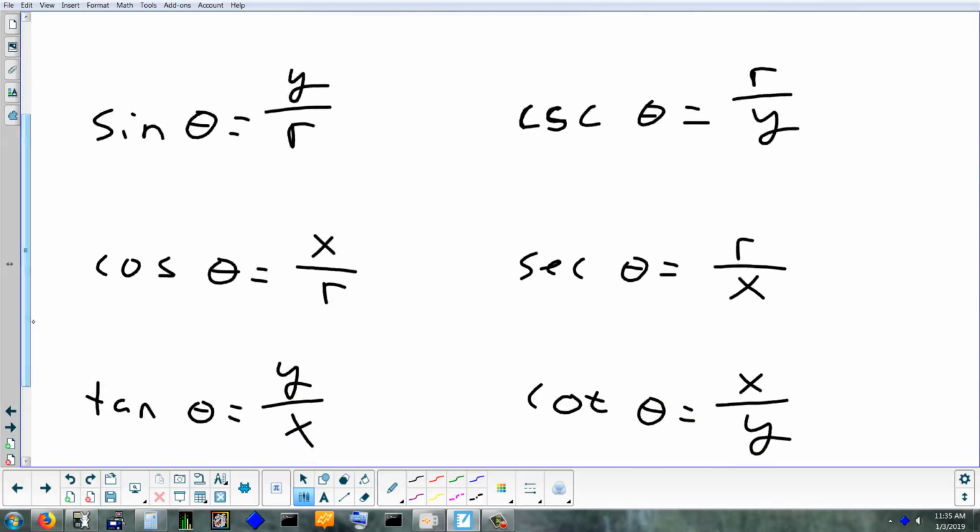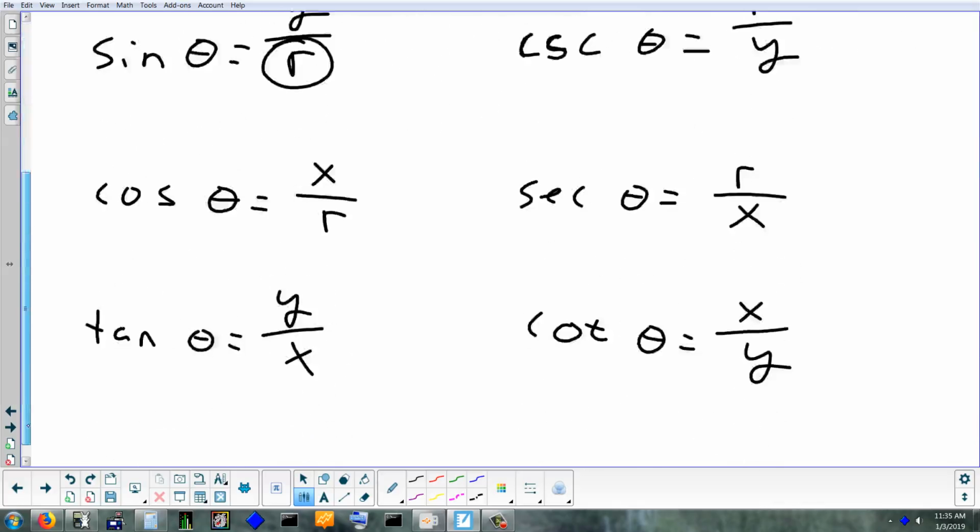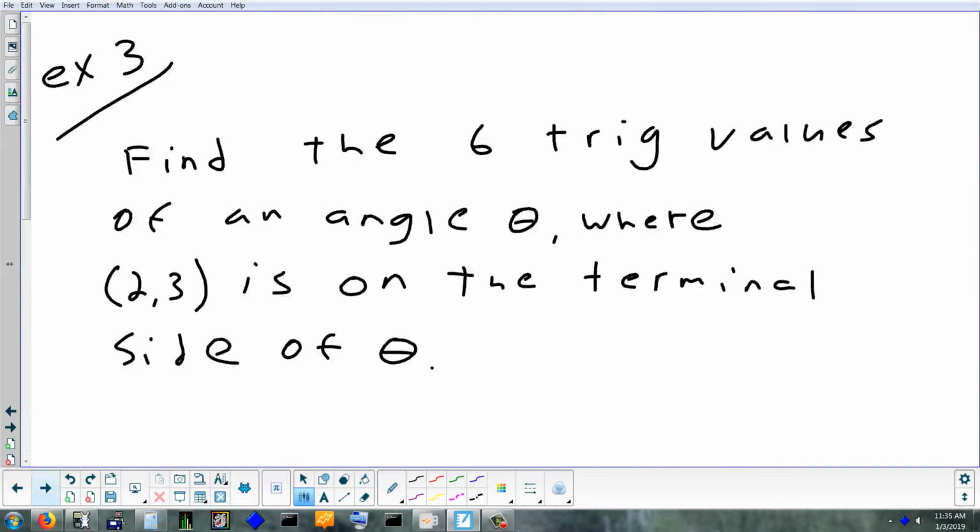But those are our 6 trig functions on a circle that has any radius you want. So there's one extra step you have to find. You have to find the radius. They'll always give you the x and the y, and you have to find the r. Okay, so let's try one. They want us to find the 6 trig functions for the coordinate 2, 3.